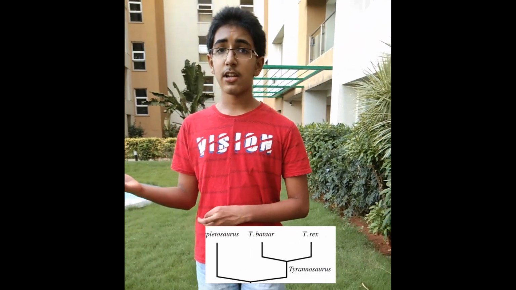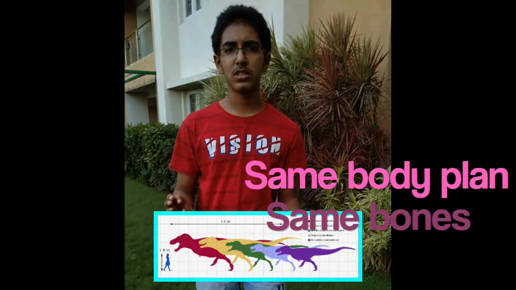Another way you could do this is through looking at dinosaurs that are very closely related to the one you're studying, such as dinosaurs in the same family or genus. And you know that these two dinosaurs necessarily have the same basic body plan and same bones in them, and thus you could fill out the bones that way.